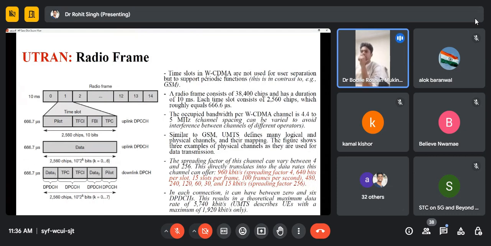Time slot in WCDMA, also known as WCDMA due to the bandwidth expansion. In this case we are transmitting a symbol multiplied with a spreading sequence. That's why it is also known as WCDMA. Time slots in WCDMA or UTRAN frame are not used for user separation, because this is not TDMA, this is CDMA. And a radio frame consists of 38,400 chips.